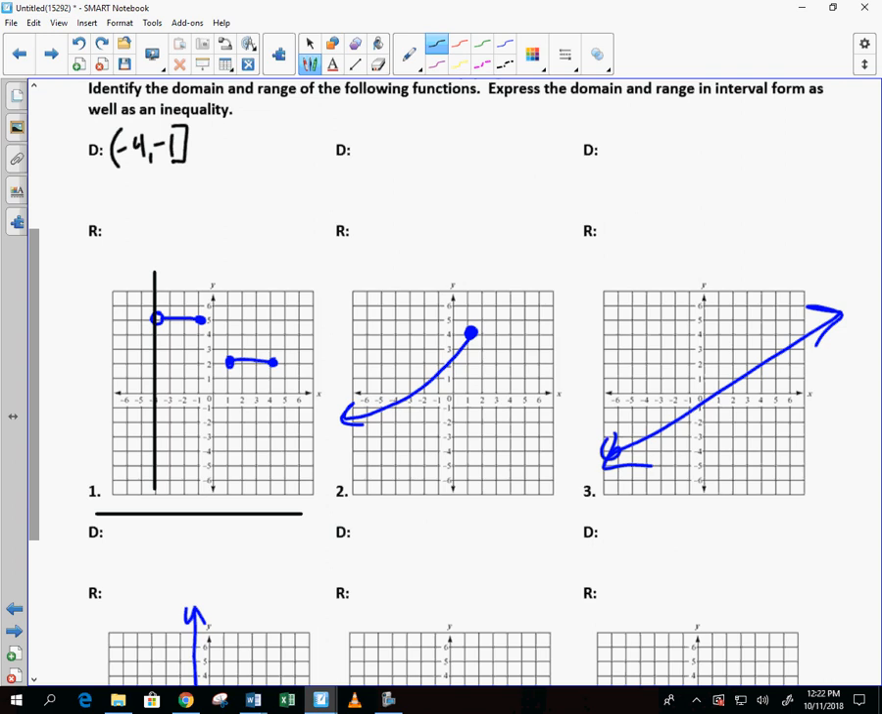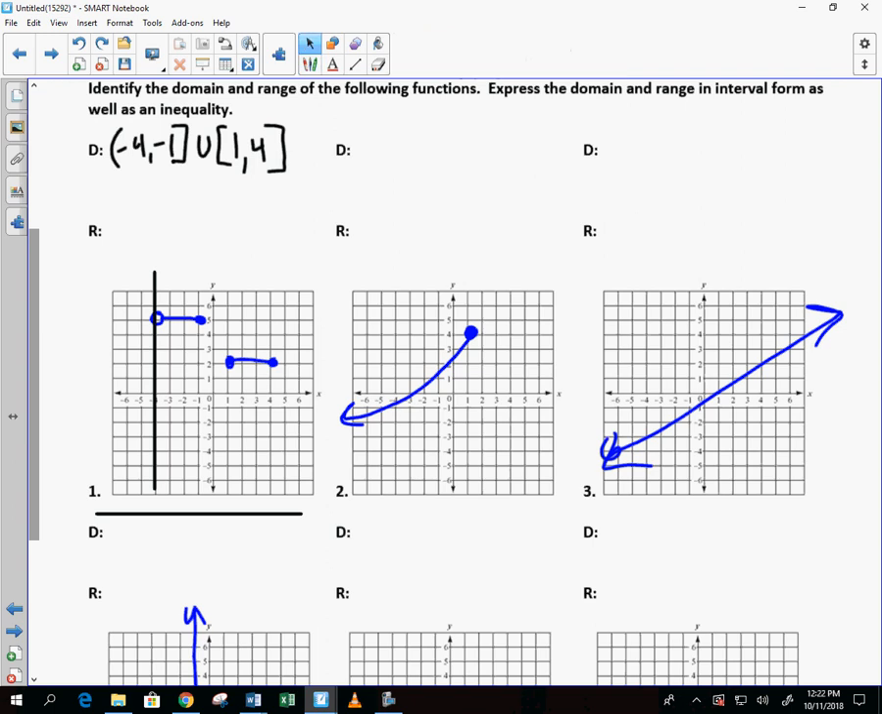And then there are no values that produce an output between -1 and 1. But once we get to 1, we pick it back up and we go on over to 4. Everybody okay with that? We're doing that?